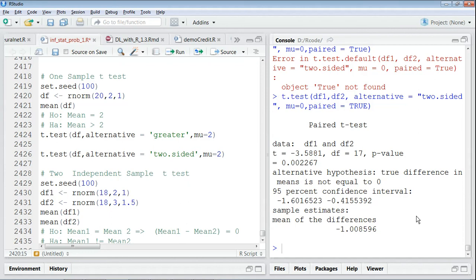Hello and welcome to this hypothesis testing hands-on module. In this video, we will learn how to conduct a one sample t-test, two independent sample t-test and a paired t-test.